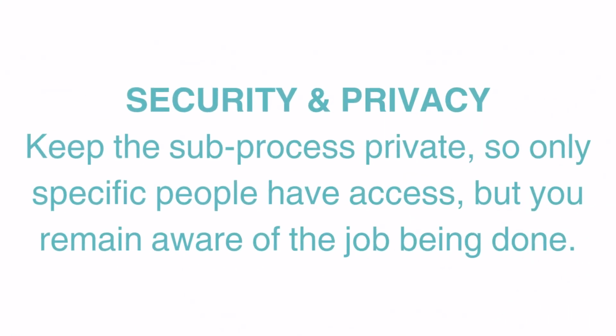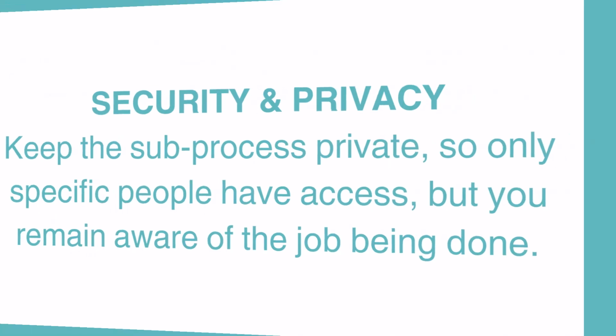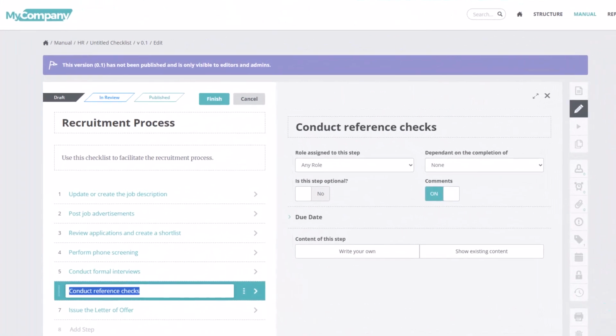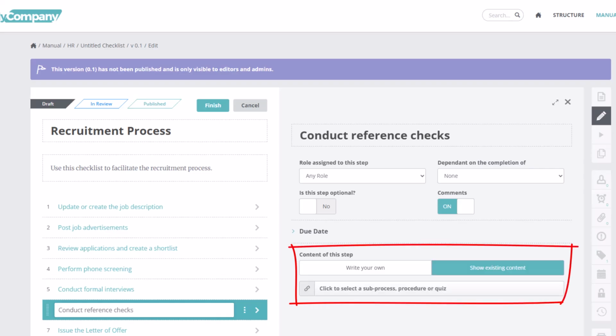Security and privacy. Keep the sub-process private so only specific people have access, but you remain aware of the job being done. By the end of this video, you'll know how to create, link, and manage sub-processes. Let's get started. To add a sub-process, select Show Existing Content, then click to select a sub-process.